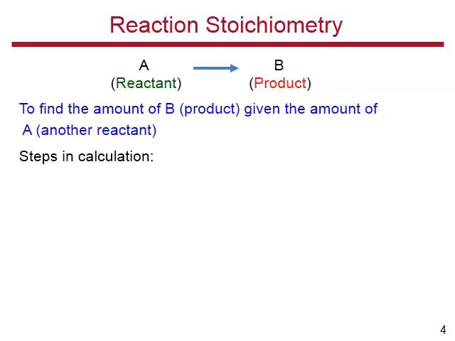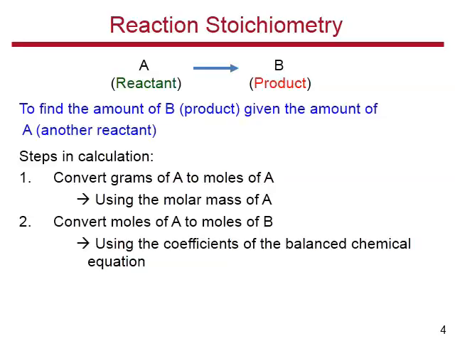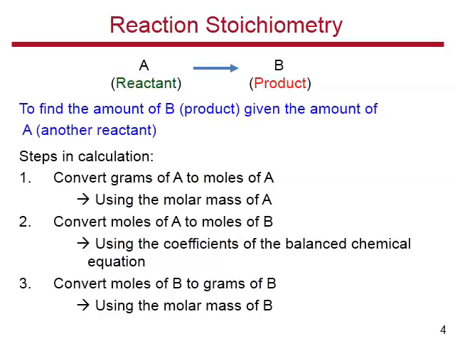Now let's look at the different steps of calculation. Step 1, if you know the molar mass of A, you can convert the grams of A to moles of A. Step 2, you need to use a balanced chemical equation to estimate how many moles of A get converted to moles of B. And finally, if you know the molar mass of B, then you can convert the moles of B to grams of B.